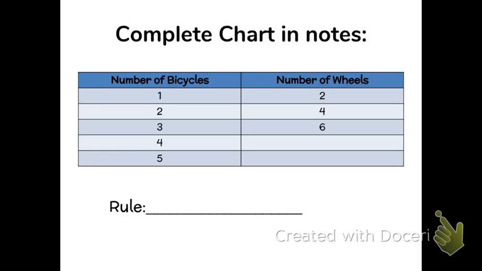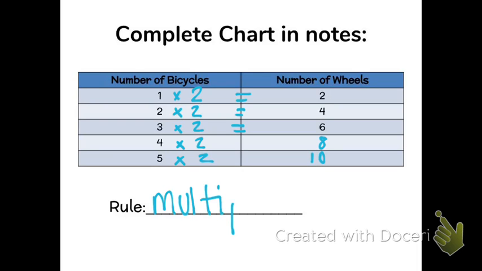So again, I'm trying to figure out what I have to do to this number in order to get the number over here. So 1 times what equals 2? Well, 1 times 2 equals 2. 2 times 2 equals 4. 3 times 2 would equal 6. So therefore, my pattern on this one would be times 2. 4 times 2 gives me 8. 5 times 2 gives me 10. So my rule would be multiply 2.